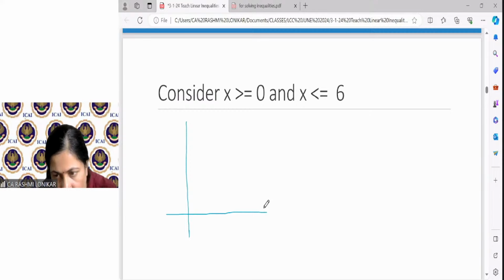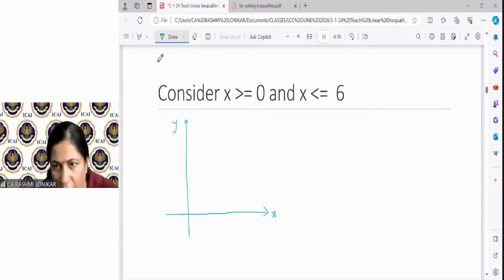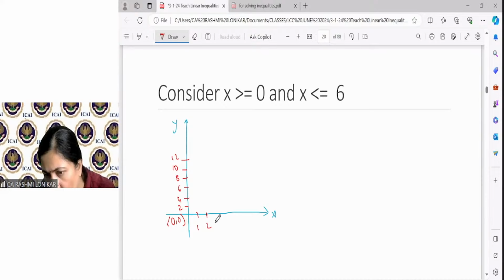This is my x-axis, this is my y-axis, this is my 0, 0. This is my 2, 4, 6, 8, 10, 12, and this is 1, 2, 3, 4. Let me put this also 2, 4, 6, 8, 10, and 12. Now, x is greater than or equal to 0.